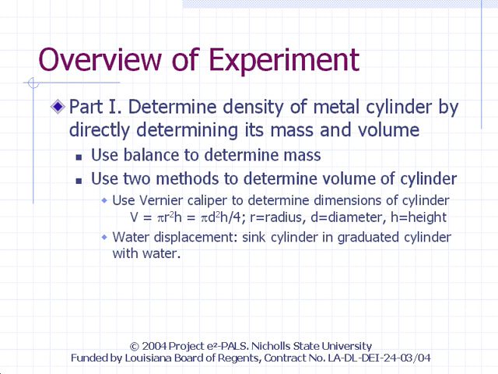Here's an overview of the experiment you will be doing in lab. In the first part, you will determine the density of a metal cylinder by directly measuring its mass and volume. Use the balance to determine the mass. Use two different methods to determine the volume of the cylinder. For one method, use a vernier caliper to determine the dimensions of the cylinder. Use water displacement for the other method. That is, sink the cylinder in a graduated cylinder with water.